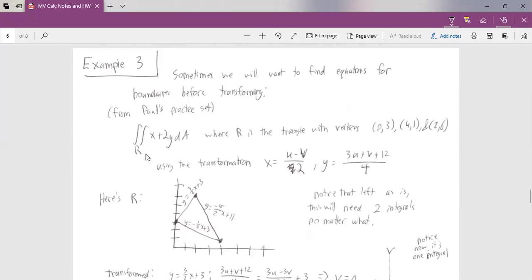Let's take a look at this integral. The double integral over a region given by the triangle with vertices (0, 3), (4, 1), and (2, 6) of x plus 2y dA. And we're going to use the transformation x equals (u minus v) over 2, y equals (3u plus v plus 12) over 4. And so here's our R, right?